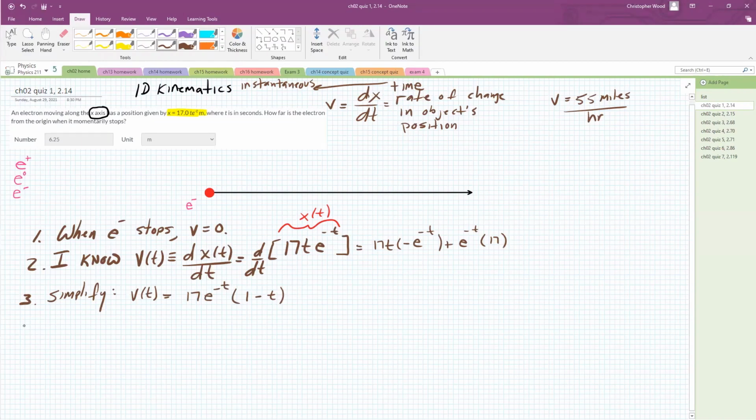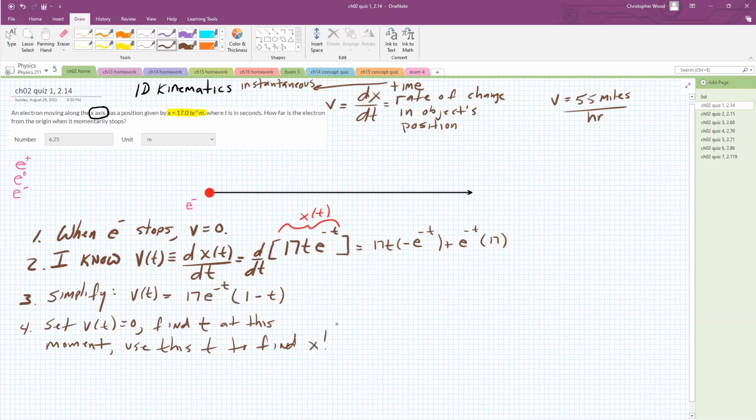So now all I have to do is, again, set velocity to 0 and then find the time when this happens. Find t at this moment. So really statement number 4 is sort of the game plan. And then use this t to find the position, because that's what we're after, to find x. Okay, that's the game plan.